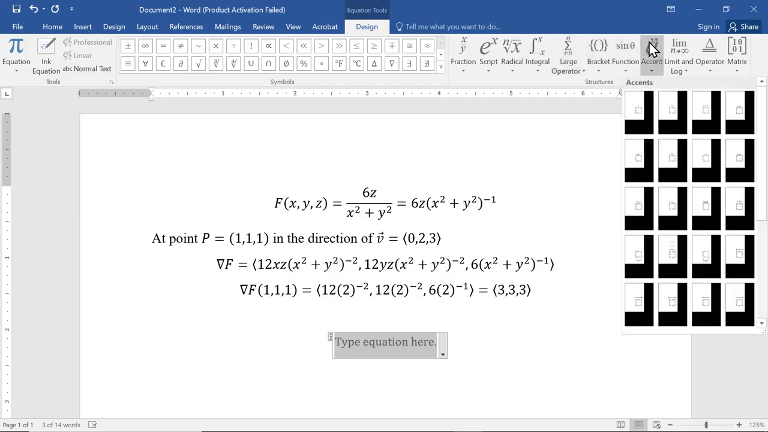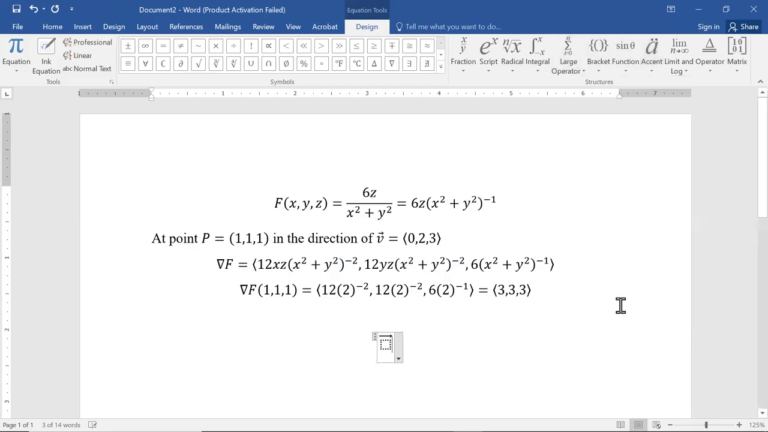The unit vector in the direction of v is going to be 1 over the magnitude of v multiplied times v itself. So v itself is 0, 2, 3. The magnitude is going to be the square root of 0 squared plus 2 squared plus 3 squared. That's 0 plus 4 plus 9. So that's square root of 13.